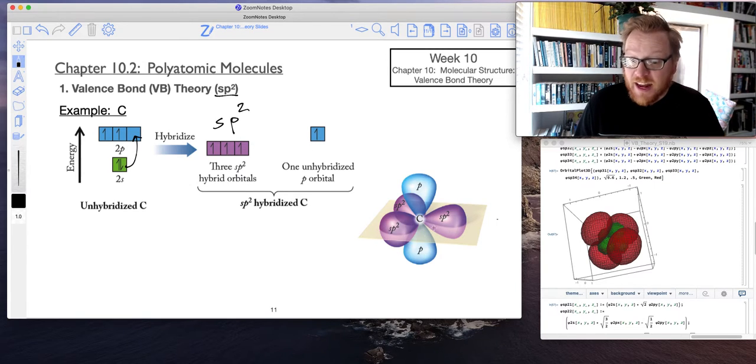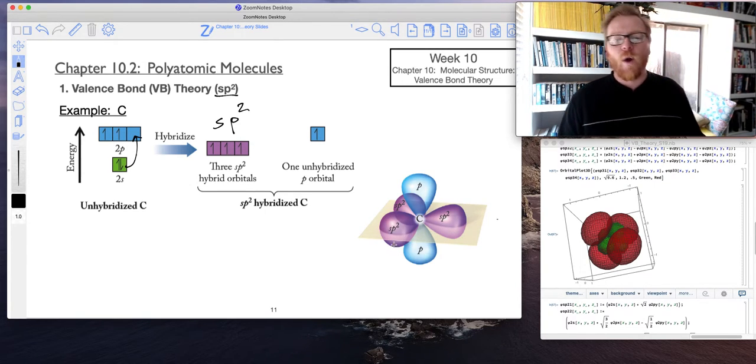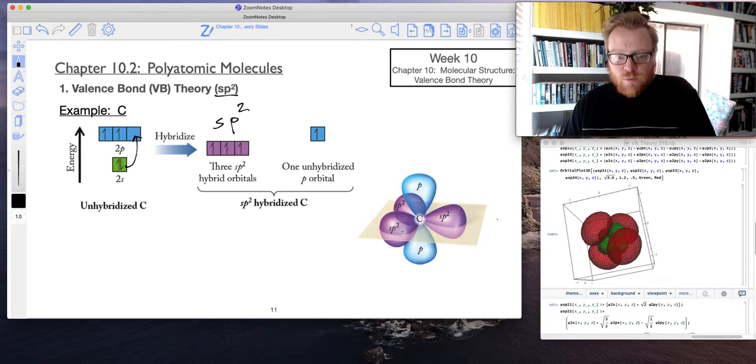Okay, that ends up looking something like this, where we've got one electron in each sp2. But then, of course, in the case of carbon, we will have one extra electron in that p orbital, whether it's the top or bottom lobe. Okay.